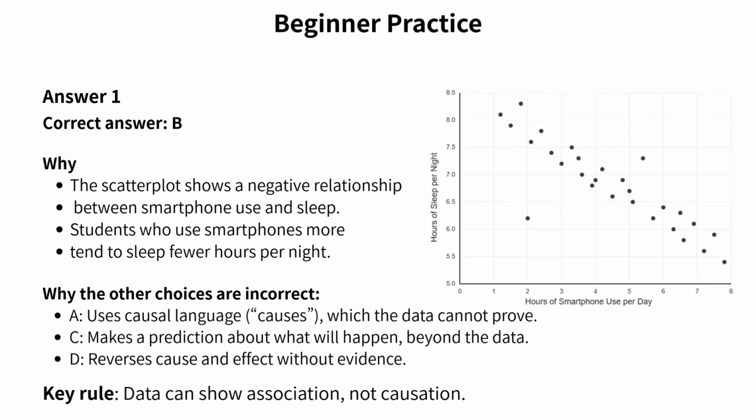Choice C predicts what will happen if smartphone use is reduced. That goes beyond what the data show. Choice D reverses cause and effect, claiming that sleeping less forces students to use smartphones more. Again, there is no evidence for that direction. So remember this key rule. Data can show association, not causation. On the SAT, always choose the answer that describes what the data show, not what they might explain.